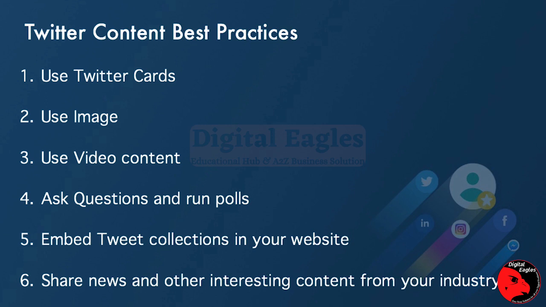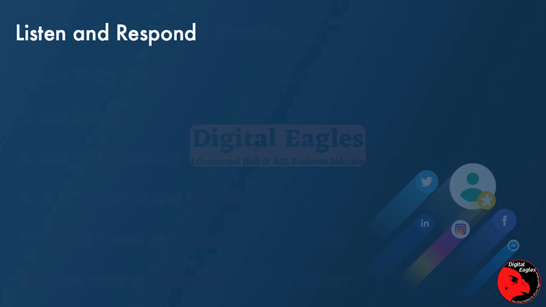The 6th one would be share news and other interesting content from your industry. It's not necessary that you always share your own content. You should make sure you share content which is useful to your Twitter audience. If you see that a particular website has written great content and it's on an industry leading blog, you should share it, because your audience will benefit from it and will start following you and paying attention to your tweets as a result.